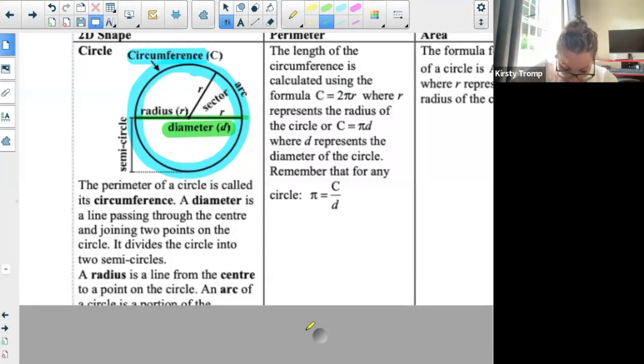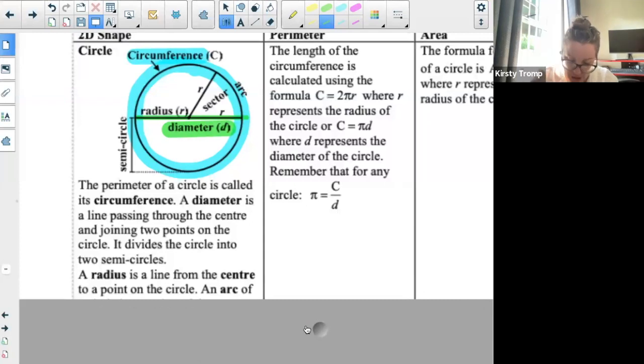A radius is a line from the center to a point on the circle. So a radius, here's the word radius for you. It's the line that goes from the center to a point on the circumference. From the center to a point on the circumference of the circle.